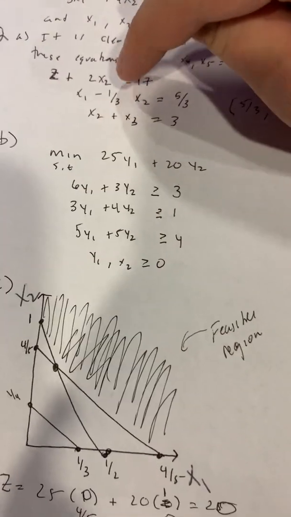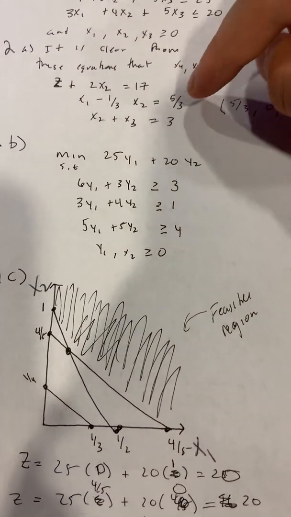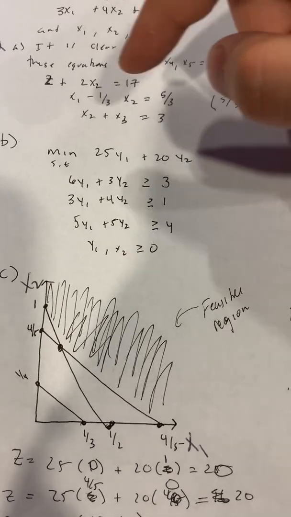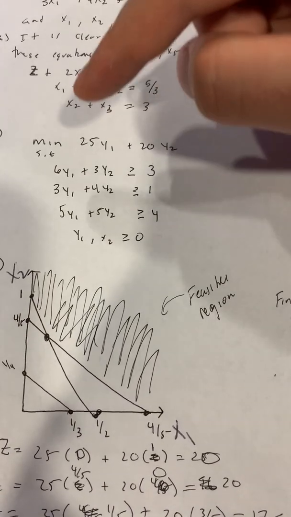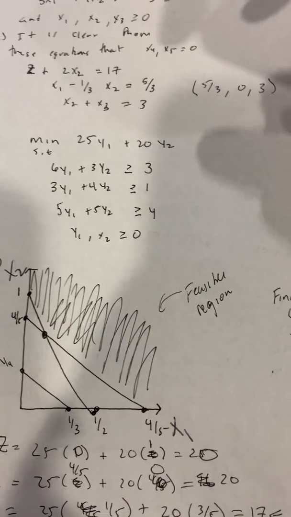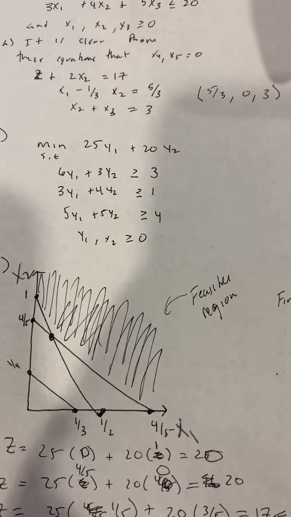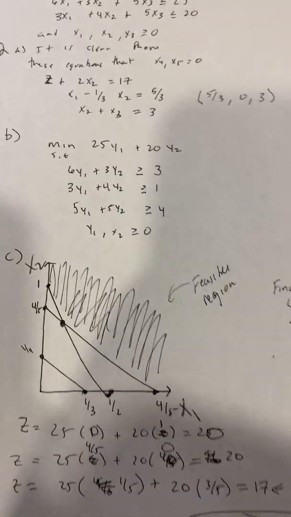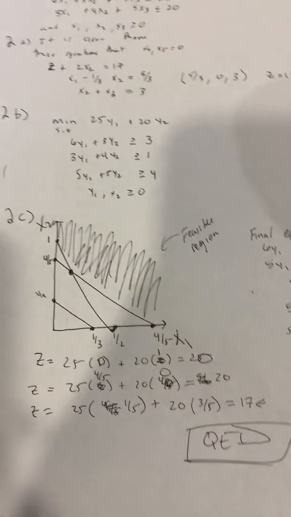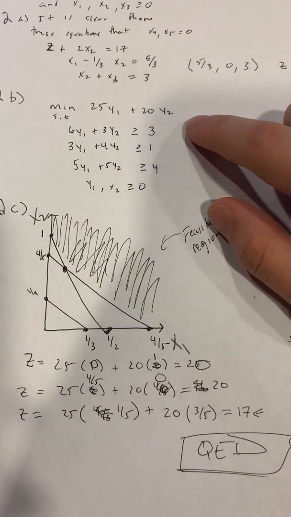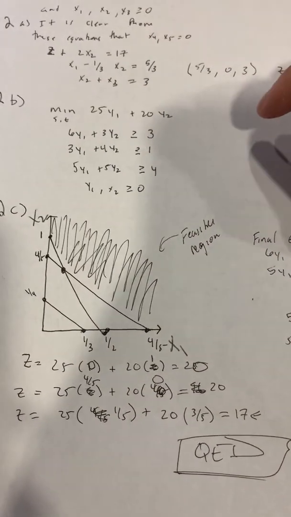And as you can see, as x2 increases, the value of z will decrease. So obviously, it would only impact the constraints negatively. So we want to set those equal to 0. And you find that x1 is 5/3 and x3 is 3, giving us a maximum value of z equal to 17. In 2b, we're responsible for constructing the dual problem.